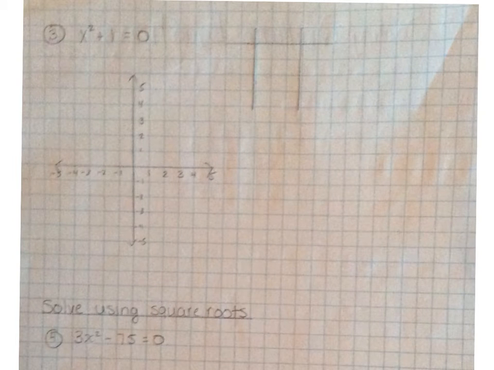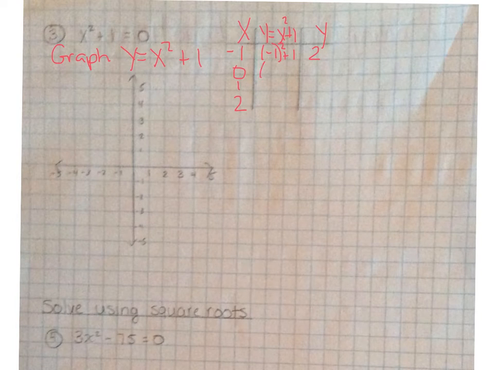Example 3, we're going to graph y equals x squared plus 1. So in our table we have x, we have y equals x squared plus 1, and y. I'm going to use the same values for x that we used in the previous two examples, -1, 0, 1, and 2. -1 squared plus 1 is going to equal 2. 0 squared plus 1 equals 1. 1 squared plus 1 equals 2. And 2 squared plus 1 equals 5.